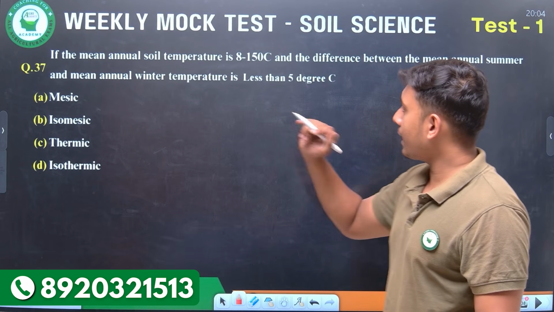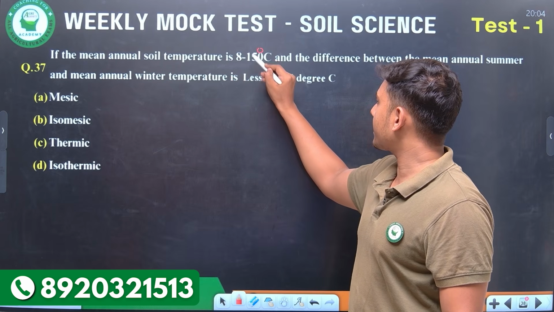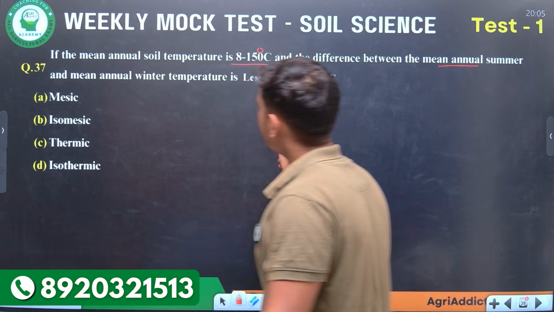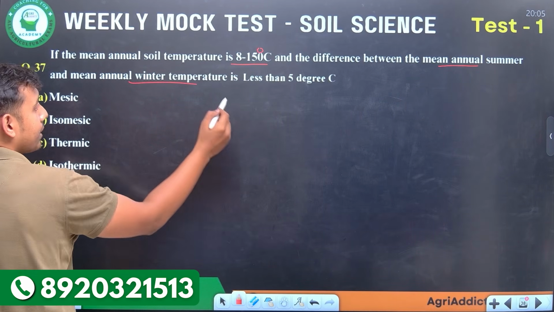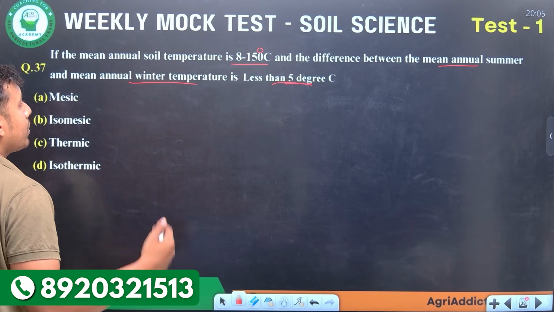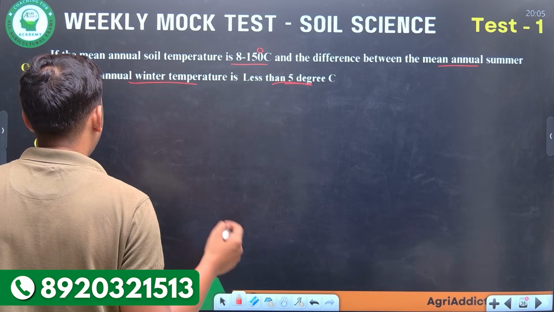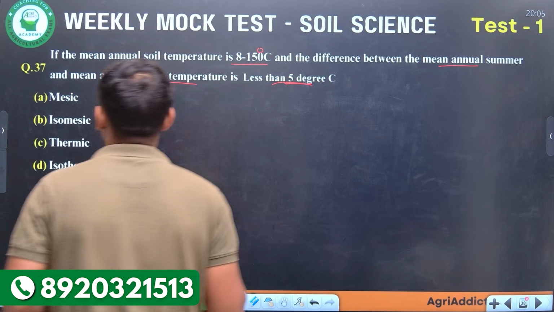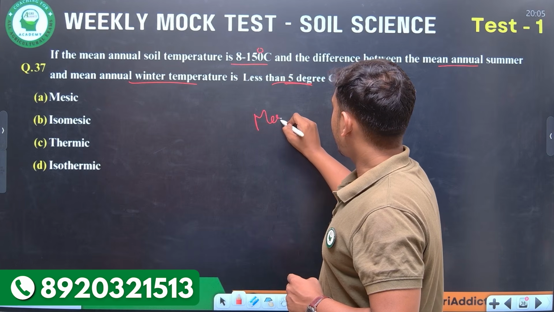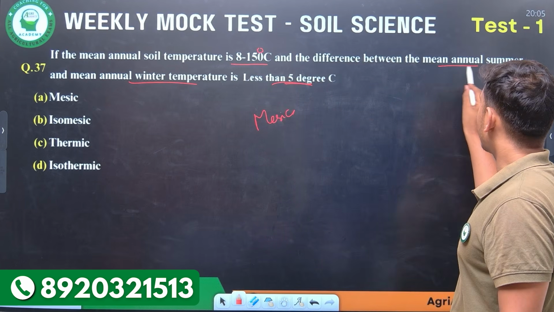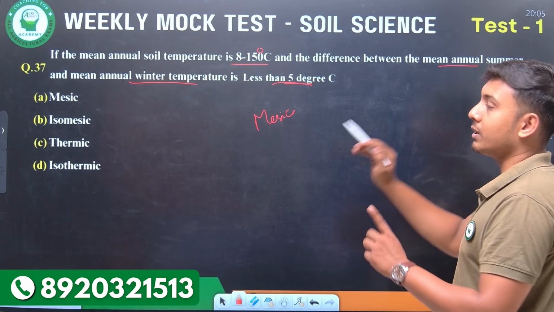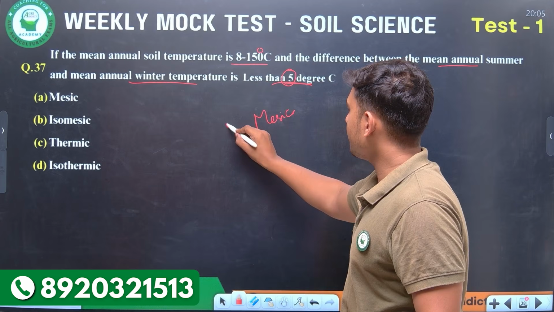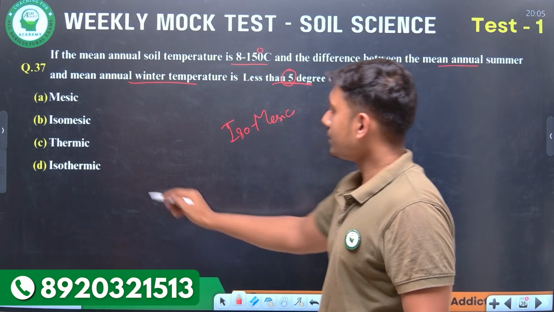Then comes, if the mean annual temperature is 8 to 15 degrees, and the difference between the mean annual summer temperature and winter temperature is less than 5 degrees Celsius, what will it be? Actually, when the mean is 8 to 15 degrees, it first becomes mesic. But when this information is attached, that the difference between the mean annual summer and mean annual winter temperature is less than 5 degrees Celsius, it becomes isomesic. Okay, this will be the answer then.